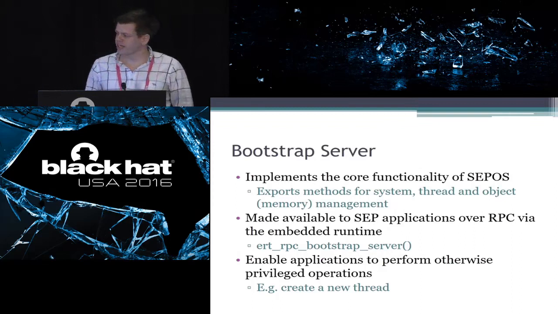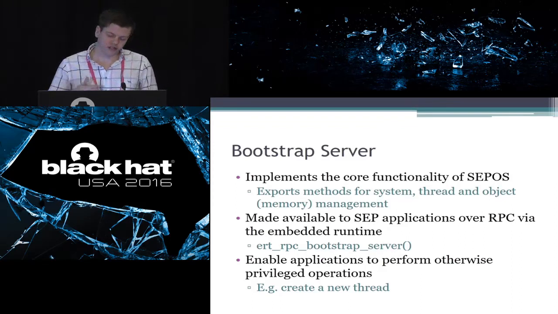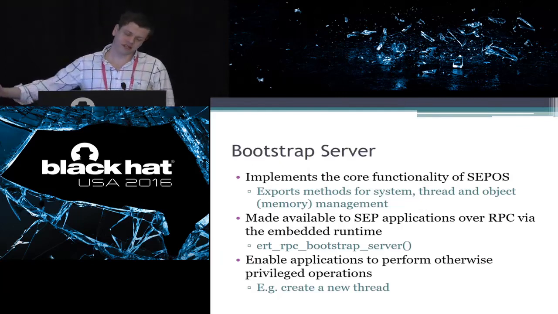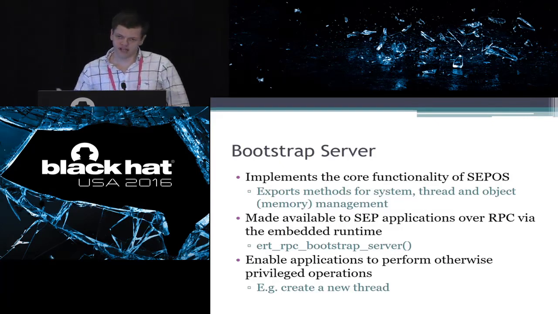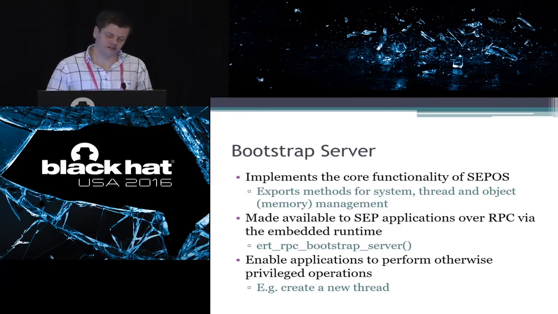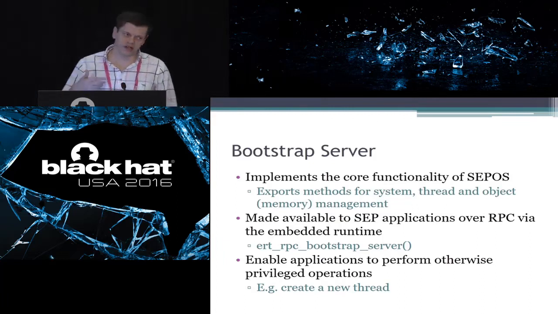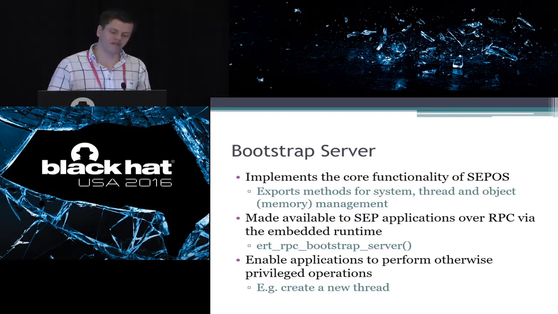In order to communicate with the Bootstrap server, you use the embedded runtime to call this ERT RPC Bootstrap server function, and that basically just gives you a handle back or a thread ID to the Bootstrap server. So then you're able to invoke functions. So for instance, in order to create a thread, a thread create system call is privileged. So you would then call the Bootstrap server in order to do that for you, and it would give you a new thread.